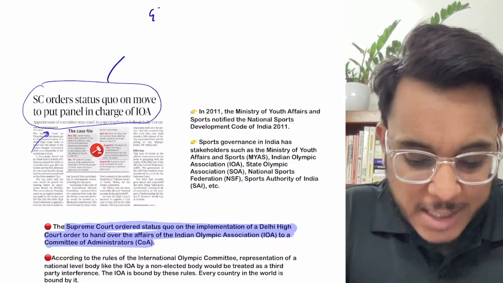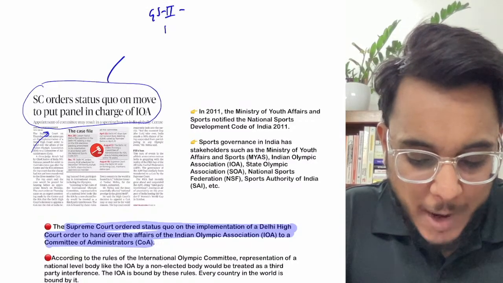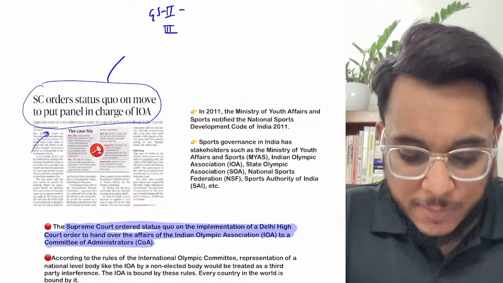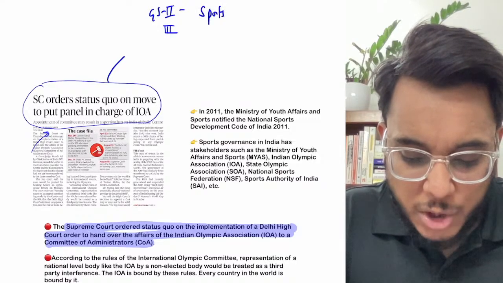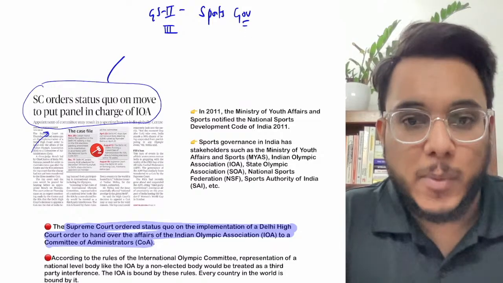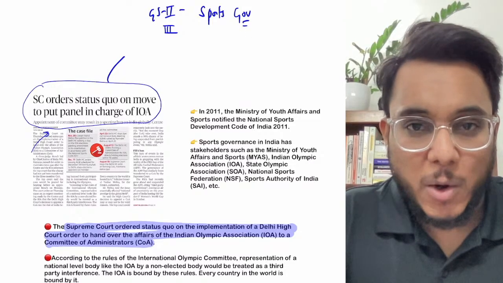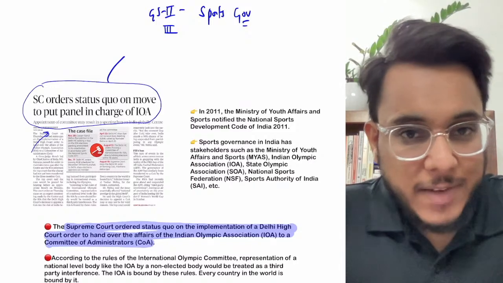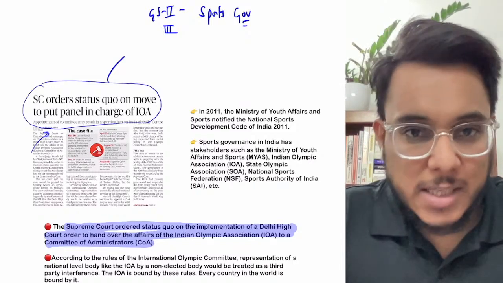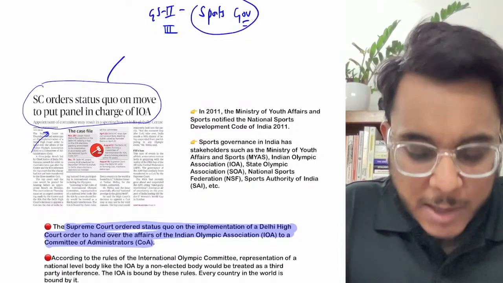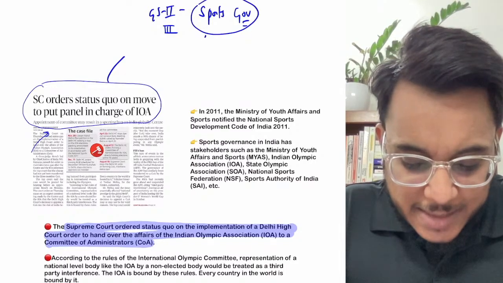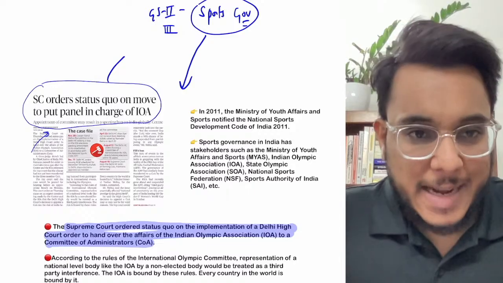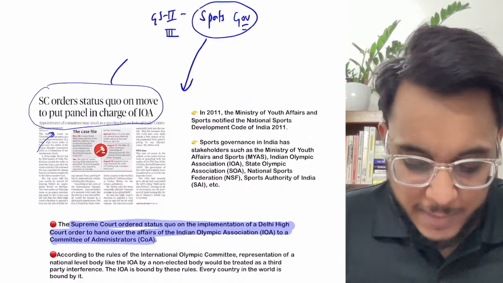See, in GS paper number 2, as well as GS paper number 3, fine, there could be a question on sports governance in India. Are you getting it or not? So basically in GS paper number 3, youth-related affairs are there, and in GS paper number 2, governance aspects are there. So on sports governance, there could be a question. Now guys, let's understand this entire issue from the very scratch. Okay, let's understand this issue from the very scratch.